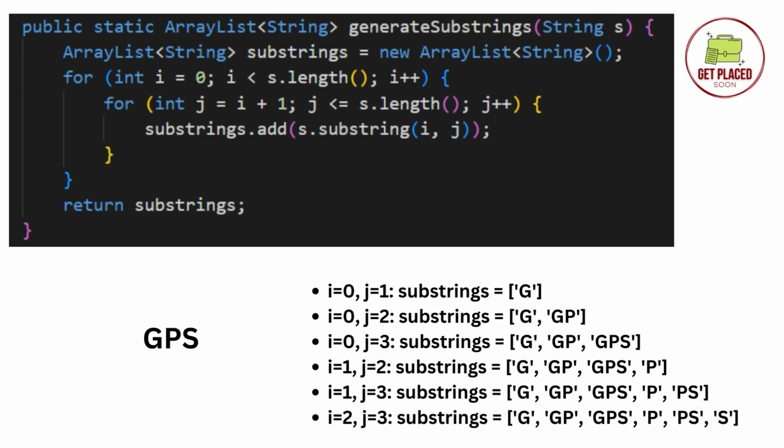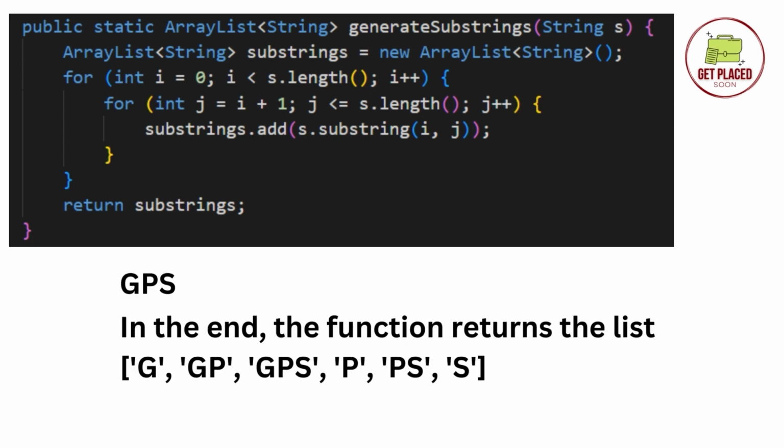And the last, again we go to the outer loop and we increment the i pointer. So i becomes 2 and j becomes i plus 1, that is 2 plus 1. j becomes 3 and at the end the last S will be added to the list. So in the end the function returns the list G, GP, GPS, P, PS, S. So this is how we generate substrings.